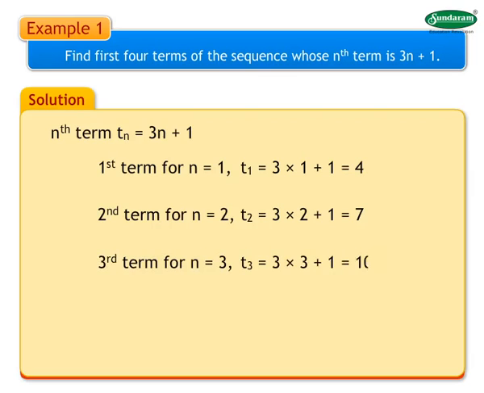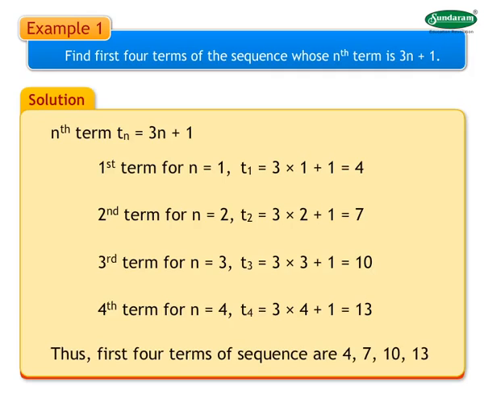T3 is equal to 3 into 3 plus 1 is equal to 10. Fourth term, for n is equal to 4, T4 is equal to 3 into 4 plus 1 is equal to 13. Thus, first 4 terms of sequence are 4, 7, 10, 13.